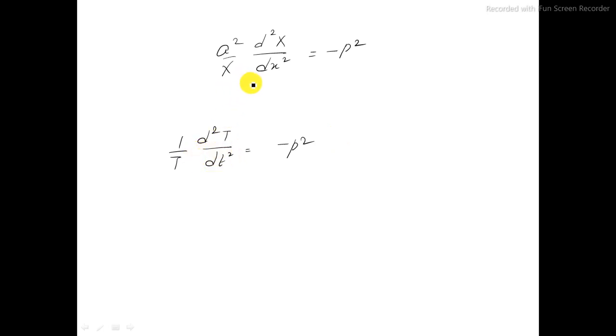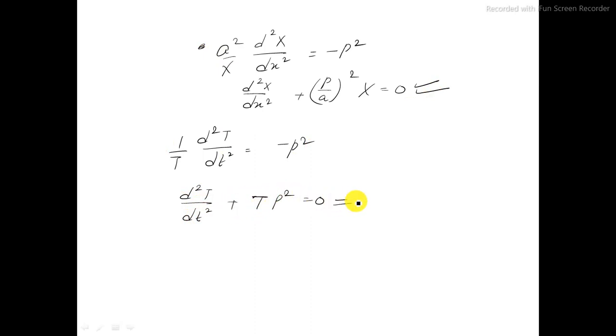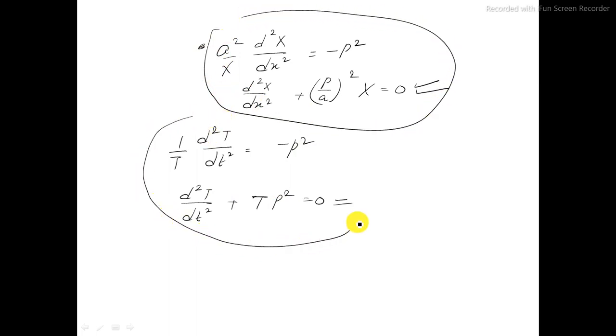So we will rearrange the first equation. It is d²X/dx² plus (p/a)² into X is equal to 0. This is the equation which we have got from this one. And here also we will rearrange: d²T/dt² plus p²T is equal to 0. So this is the equation. So here we have two equations: this equation for the x function, the second equation for the t function.